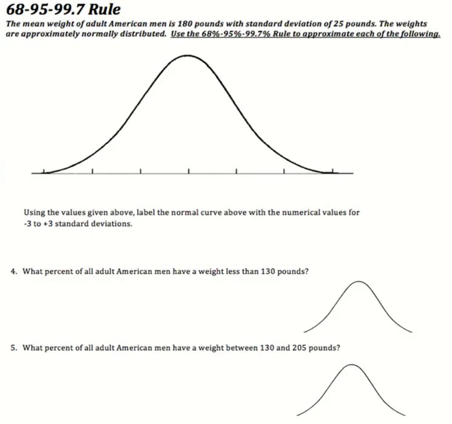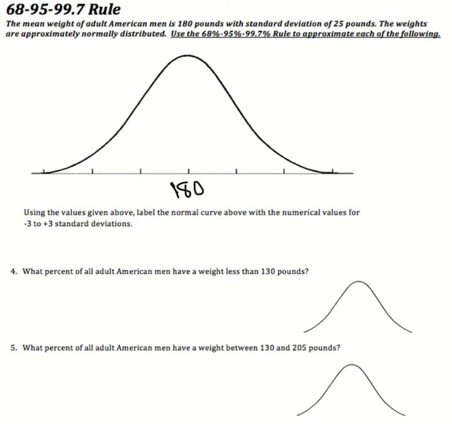Alright, so here we have the mean weight of adult American men is 180 pounds. So that's our mean, that's in the middle, 180 pounds, with a standard deviation of 25 pounds. The weights are approximately normally distributed. Use the 68%, 95%, 99.7% rule to approximate each of the following.